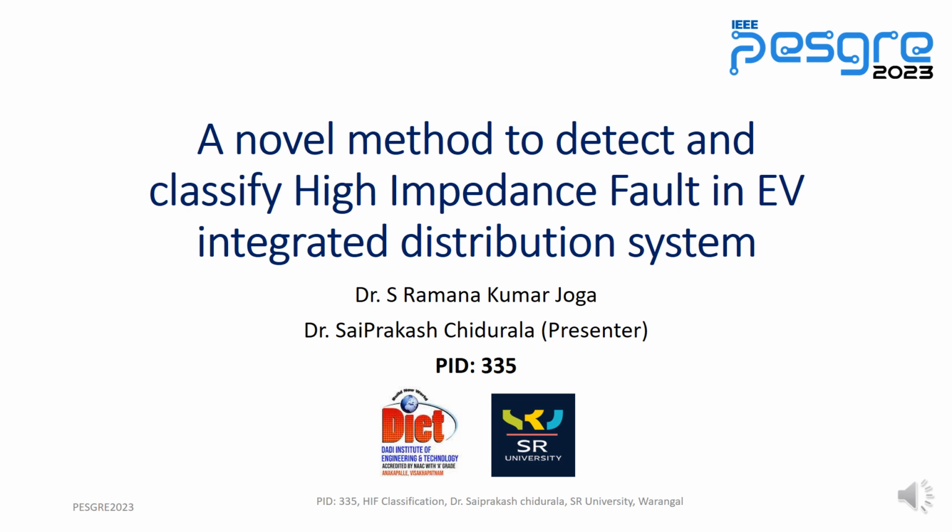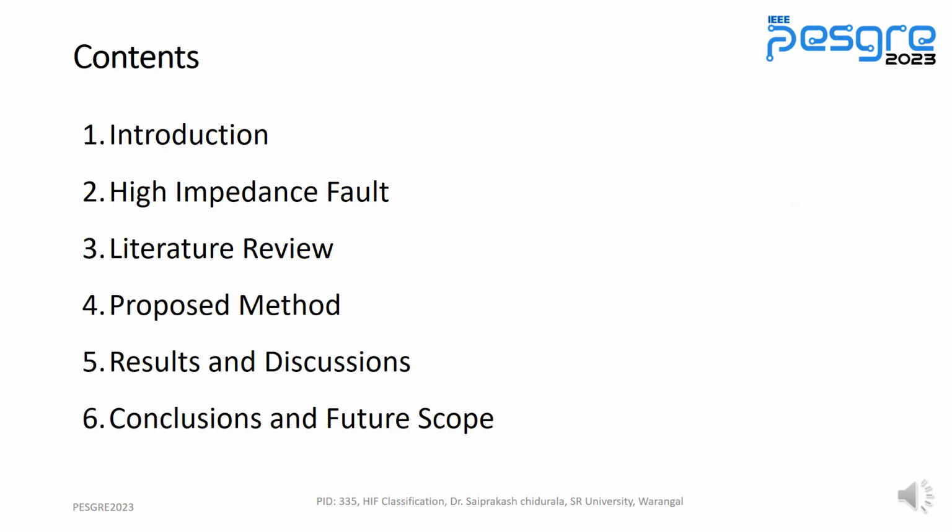I am Dr. Sai Prakash Chidrala, and my paper ID is 335, and my paper title is A Novel Method to Detect and Classify High Impedance Fault in EV Integrated Distribution System. And I am from SR University, Warangal, Telangana. And these are my contents.